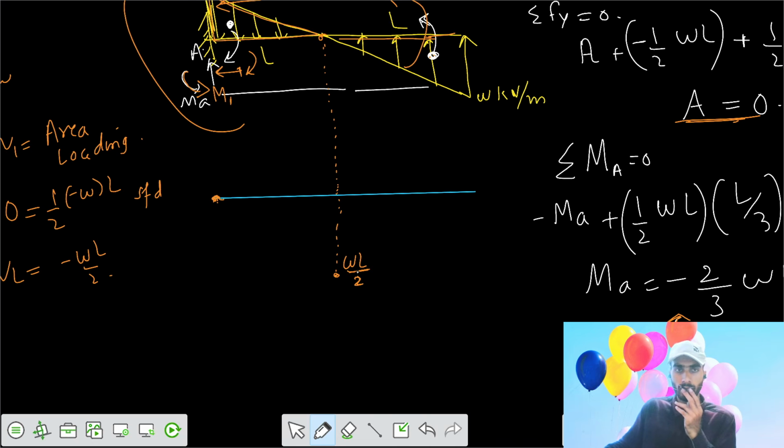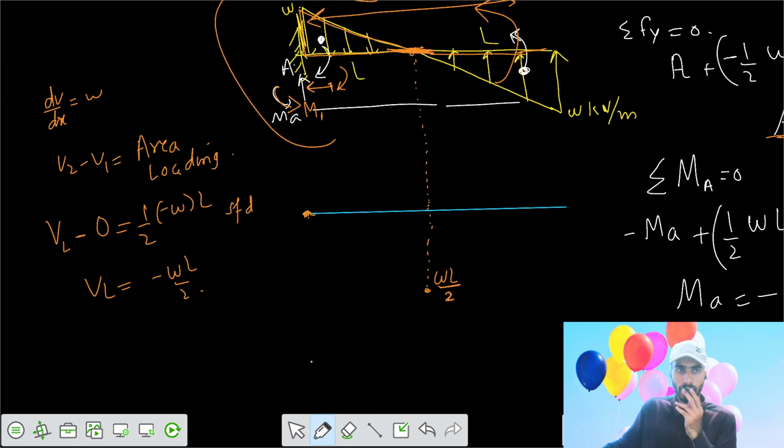Minus WL by 2. Now since the loading here is 0 at the mid, that means slope is also 0 at the mid. And since at the supports there was a loading intensity of W, you have a slope of W, but minus W, because loading is downwards, so you have minus W.